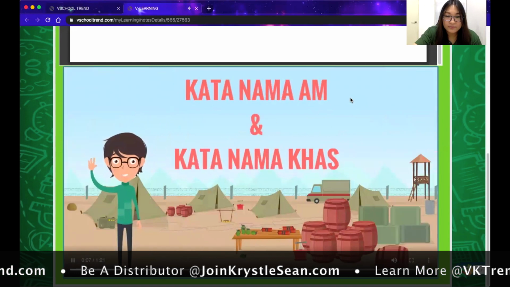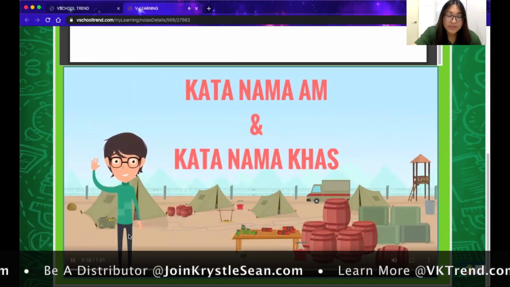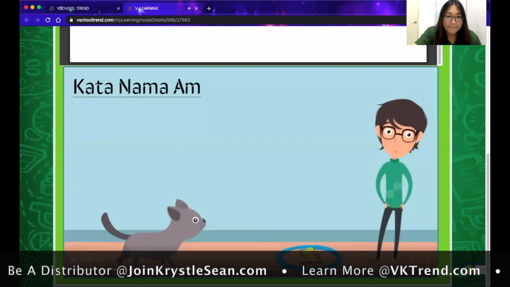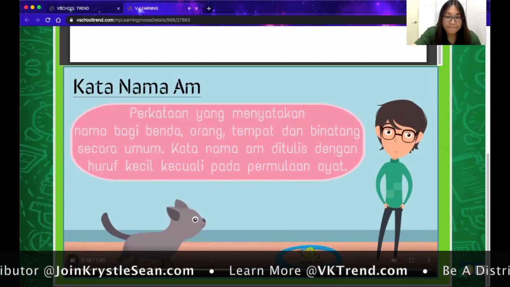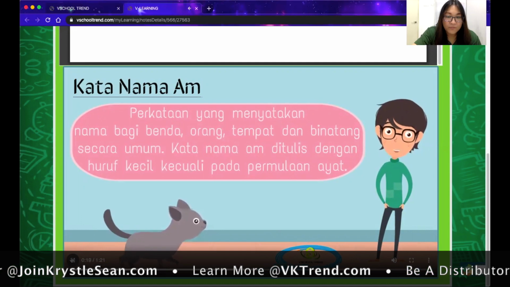Kata nama am dan kata nama khas. So this is a quick video summary of the topic. Kata nama am, perkataan yang menyatakan nama bagi benda, orang, tempat dan binatang secara umum.